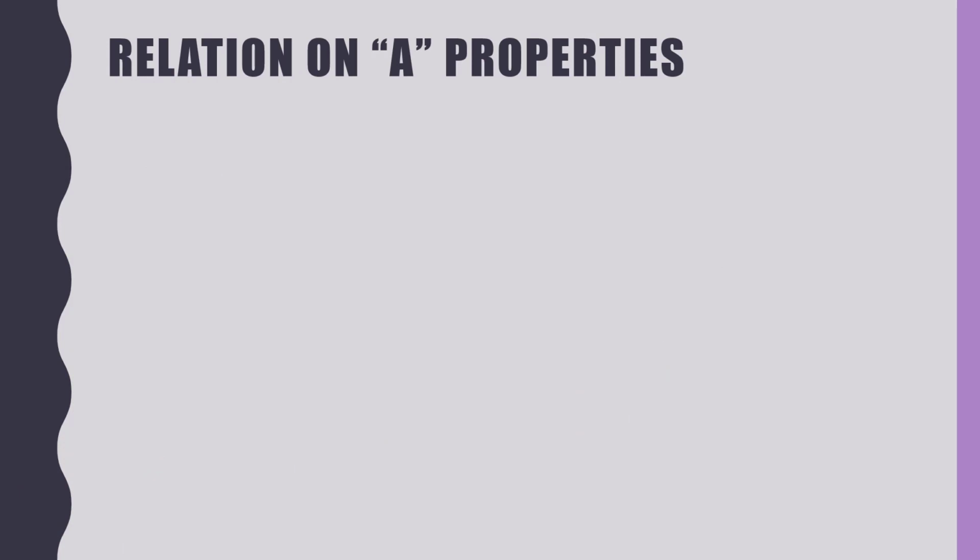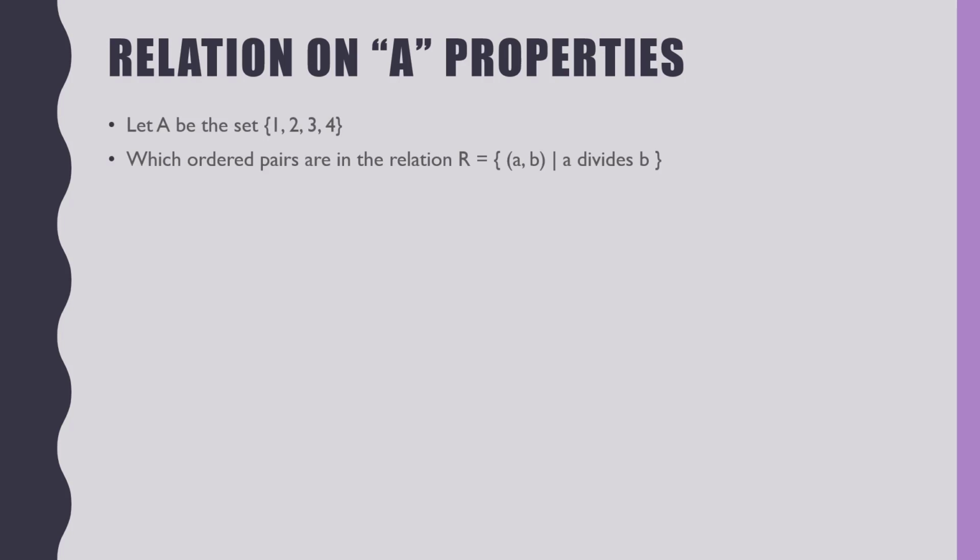All right, so now this is a big topic, and we've got about 15 minutes to briefly cover it. When you have a relation on itself, what we call a relation on A, there are some interesting properties that we can discover. So let's start with A being the set 1, 2, 3, 4.